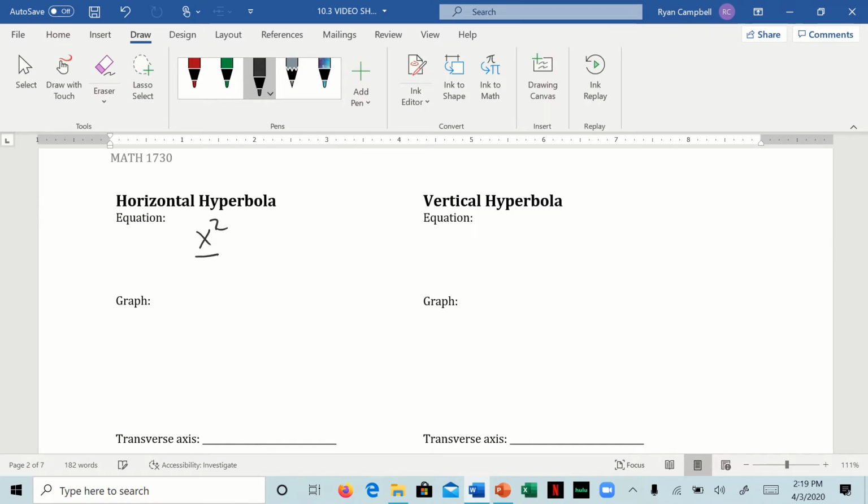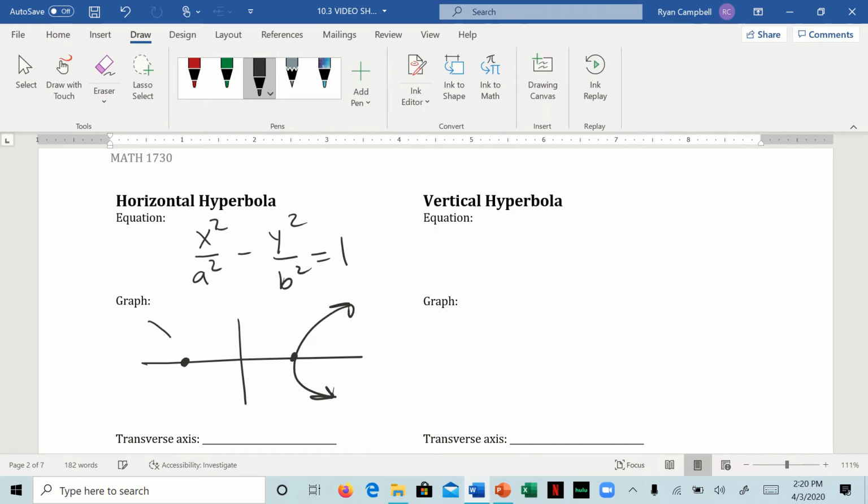So, this time, instead of the addition for hyperbola, it's subtraction. So the x squared still is going to be over the a squared. The y squared is still going to be over the b squared when it comes to the horizontal, right? And then it'll look like this.